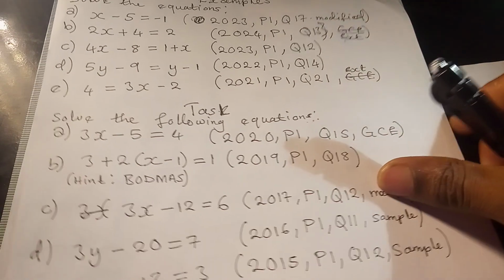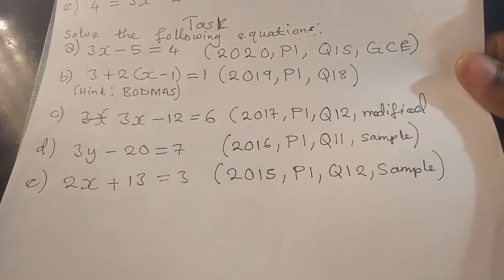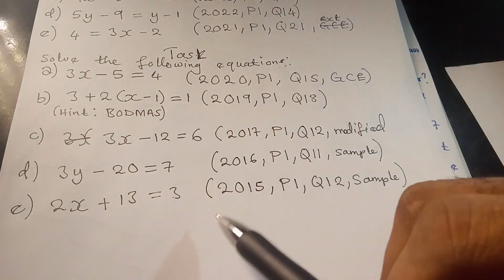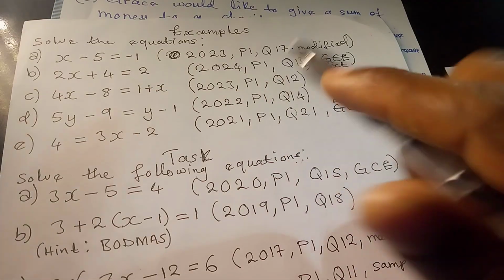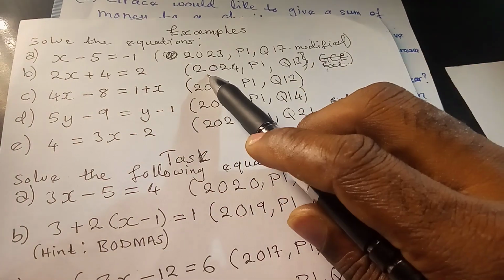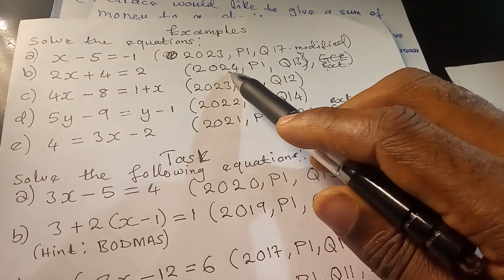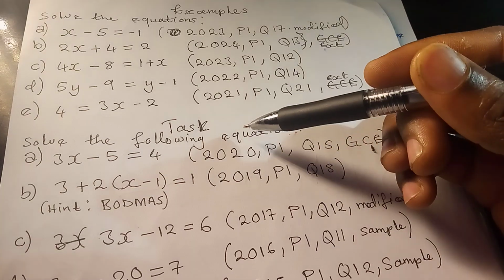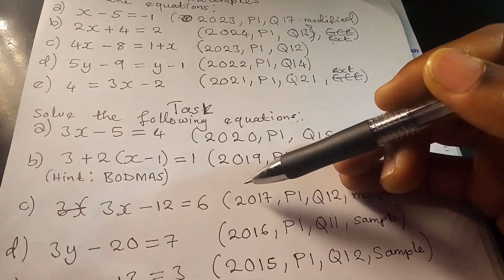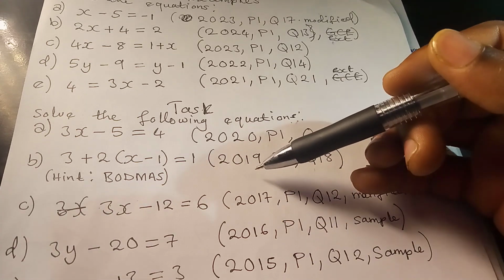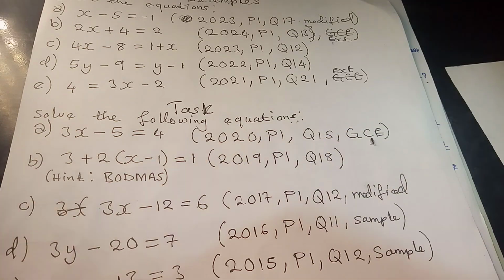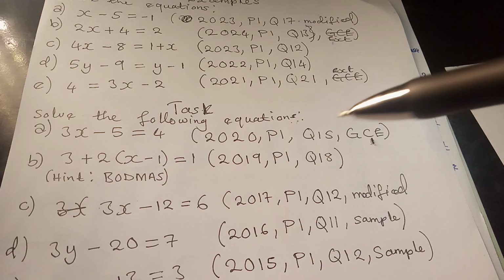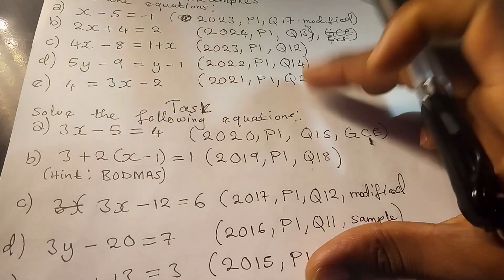Okay, so I decided to get equations from past papers starting from 2015 all the way to 2023, actually 2024. I skipped some years like 2020, I think 2018, because I was unable to find this one. But what I'm trying to communicate here is we always have an equation like this in paper 1.